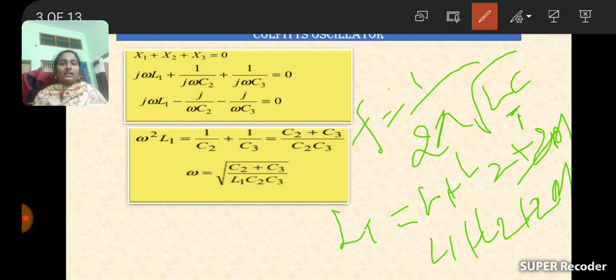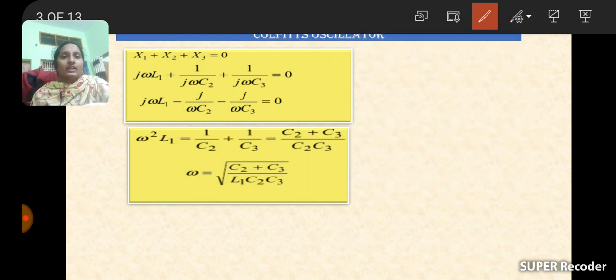Before getting the oscillations, theoretically we calculate with the help of the inductor and capacitor values. So this is about the Hartley oscillator. And now today's topic is the expression of the Colpitts oscillator. So let us see the diagram of the Colpitts oscillator tank.